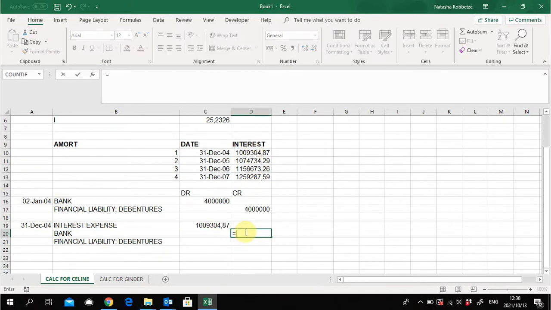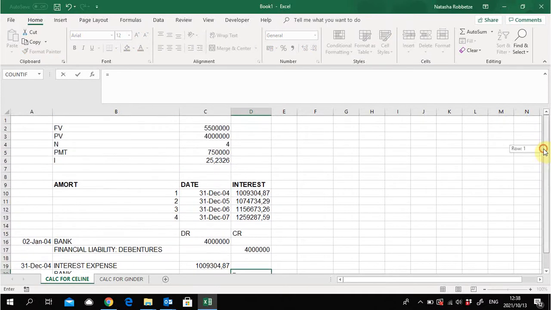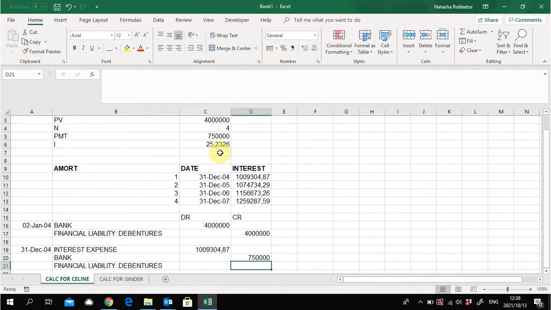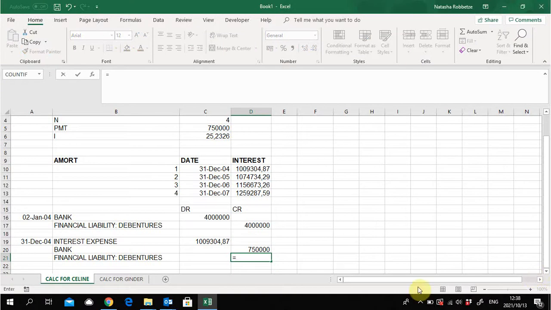The bank payment will be a credit, and this is going to be equal to the payment that we've calculated and put into our financial calculators. And we're going to need a balancing figure, which is a credit, and that is the difference between the interest and the payment.